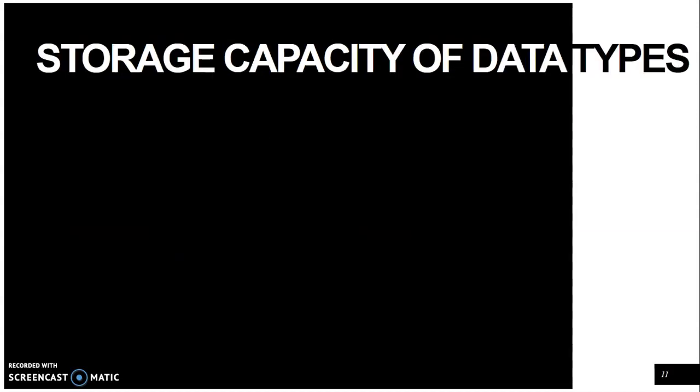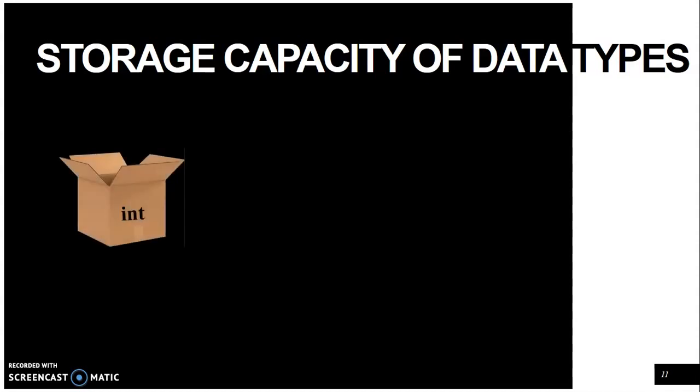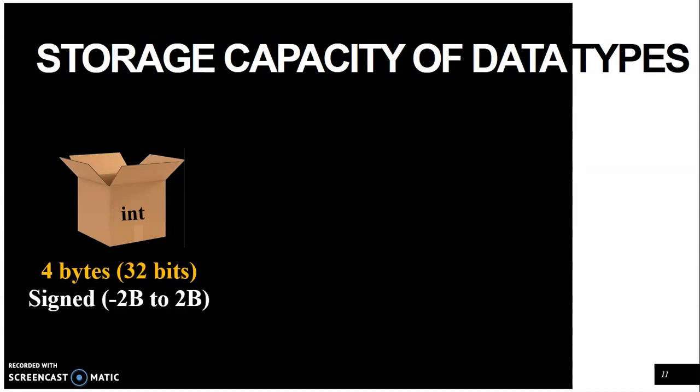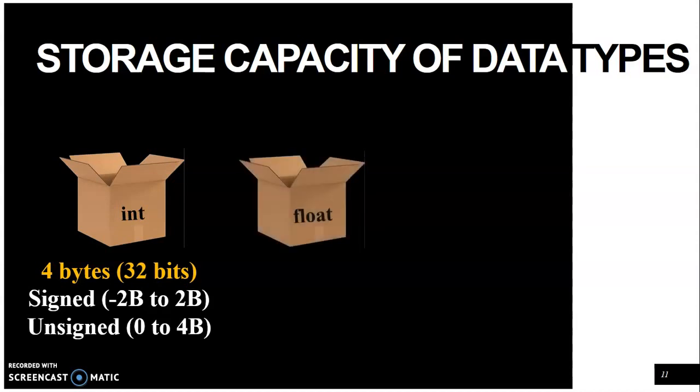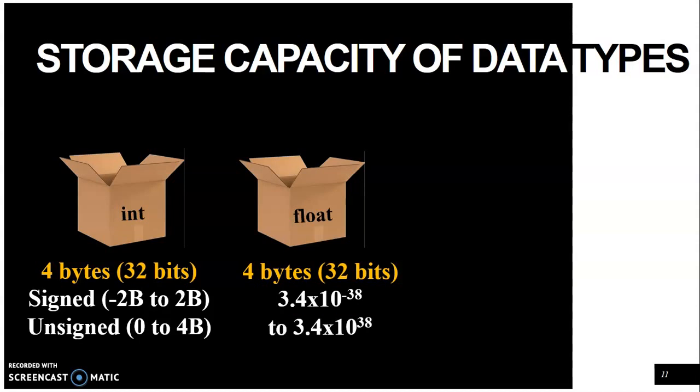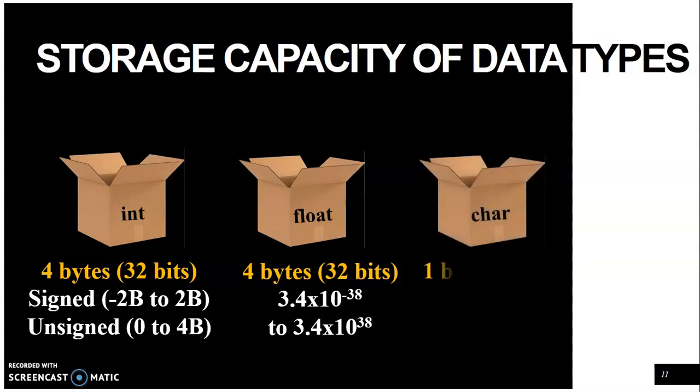If we talk about the storage capacity of the data types int, char, and float: int has 4 bytes of memory, meaning 32 bits. It can store integers from -2 billion to 2 billion, and unsigned from 0 to 4 billion. Float has a capacity of 4 bytes, meaning 32 bits, and it can store values from 3.4 times 10 raised to the power -38 to 3.4 times 10 raised to the power +38. And char has a storage capacity of only 1 byte, meaning 8 bits. It can store up to a maximum of 255 characters.